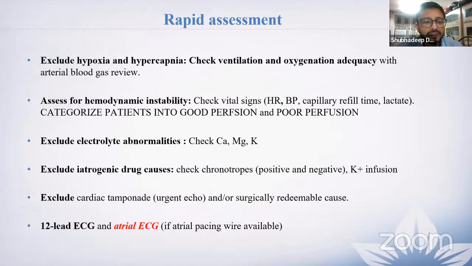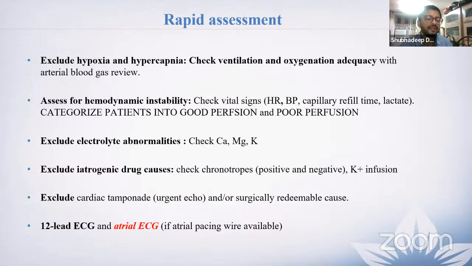There are so many different iatrogenic causes that we come across in cardiac ICU, because they are on a lot of inotropes, a lot of chronotropy-producing drugs, and they are on potassium infusion. And also remember to exclude surgical causes. It could be cardiac tamponade. So if you think it's necessary, just get an echo done, try to identify surgically correctable causes, and get a 12-lead ECG.